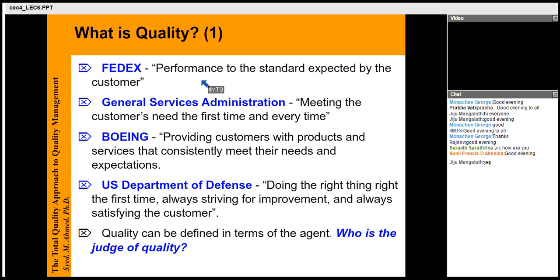So what is quality? That means we have set certain standards, and whether we are meeting those standards or not. That is the definition of quality. So performance to the standard expected by the customer or the end user. That is quality. Then, meeting the customer's needs the first time and every time. Providing customers with products and services that consistently meet their needs and expectations. Then doing the right thing right the first time, always striving for improvement and always satisfying the customer.